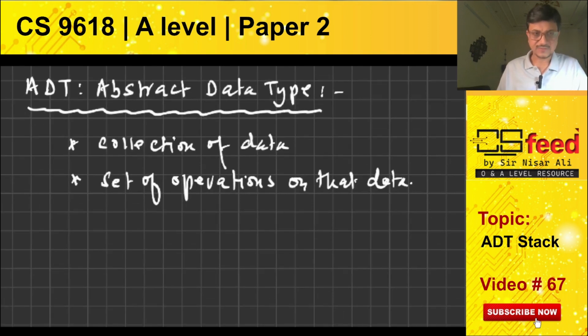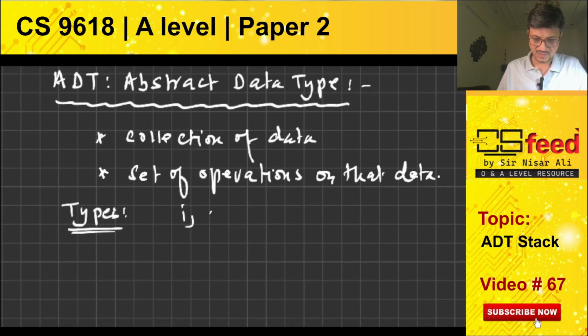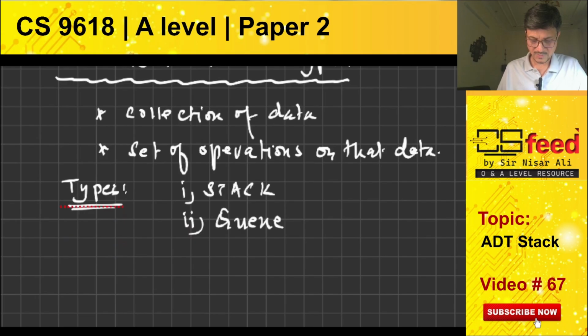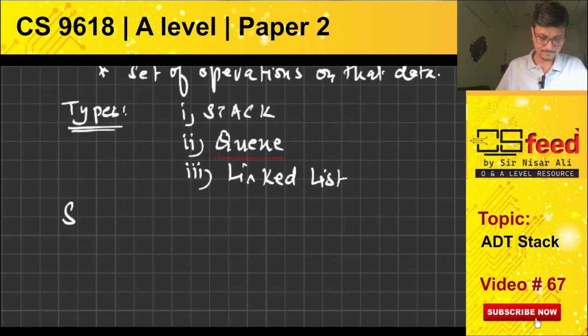And now there are different types of ADT. Number one is stack, number two is queue, and number three is linked list. All right. So today I'll be explaining the stack, the stack ADT.